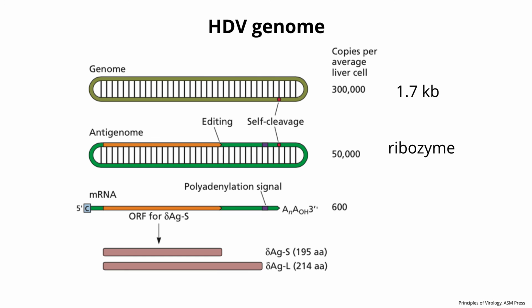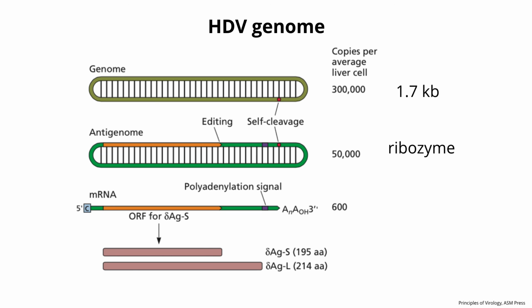So at the top is the genome. It's a 1.7 kilobase single-stranded RNA, but mostly base-paired. So it looks like a rod in the EM. And typically in a liver cell, there are about 300,000 copies of this delta genome. And then there's what we call an anti-genome, which is simply the complement of the delta genome. And the important point about this is that there's an open reading frame. It's shown in orange here in the delta genome. And there's a self-cleavage site. So this RNA also has a ribozyme in it, like some of those viroids do.